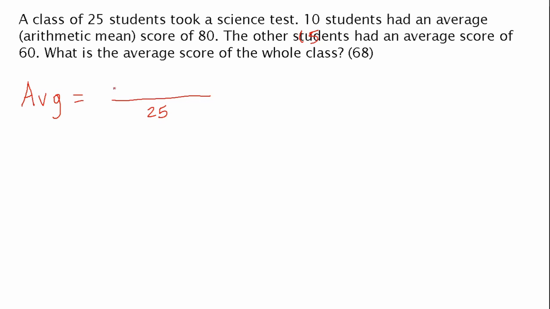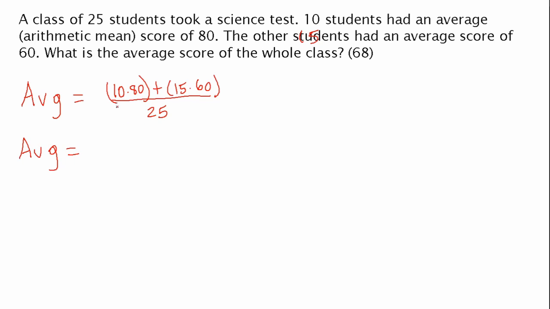10 students scored an 80, so that's going to be 10 times 80. And then the remaining students, again, let me point this out, 25 minus 10 is 15, so the 15 remaining students scored a 60. And so this is how we set up this average problem: 10 times 80 plus 15 times 60 divided by 25. Again, weighted average. So let's go ahead and keep working it out.